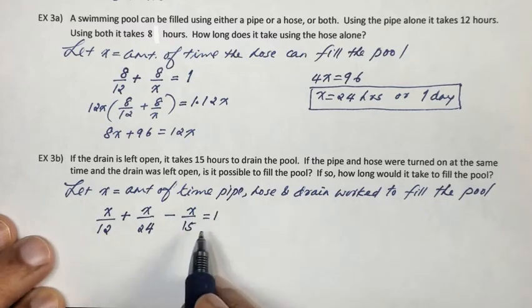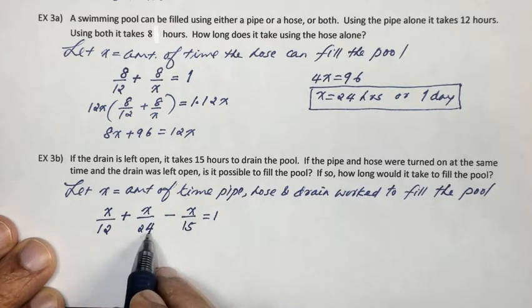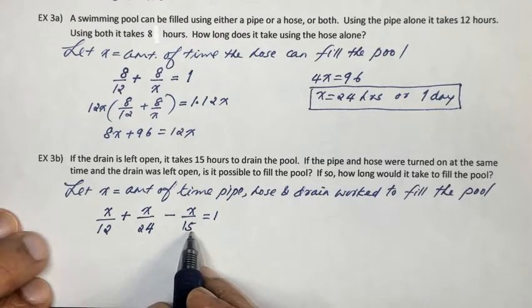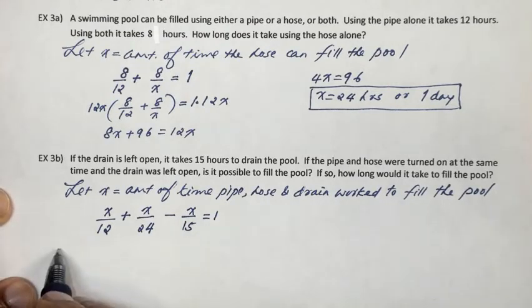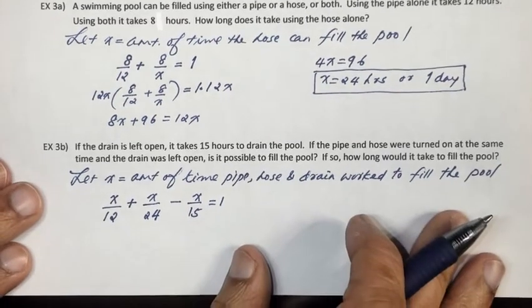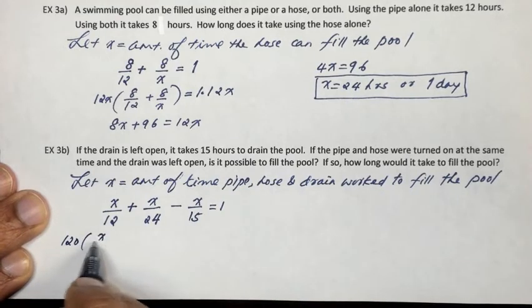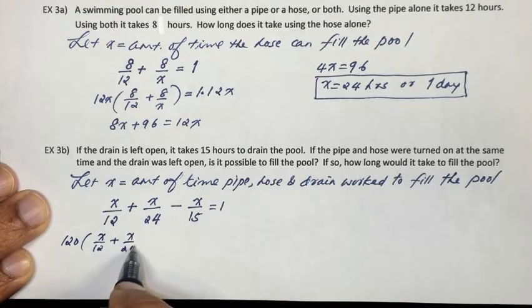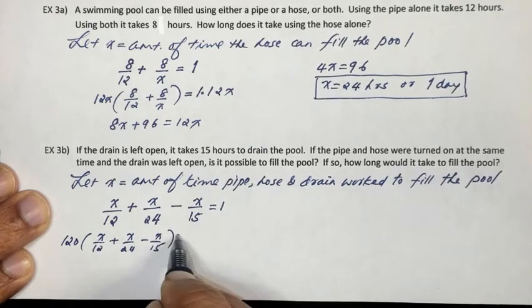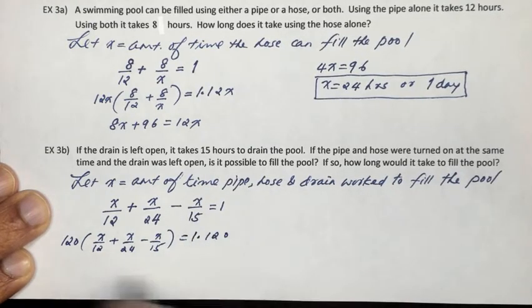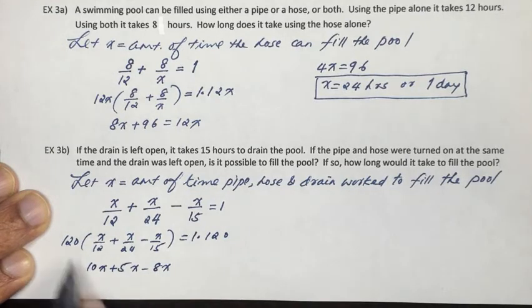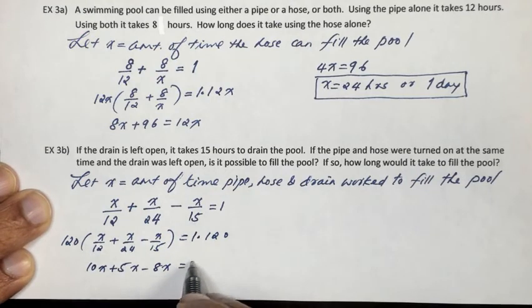So it's the same thing. We have 12, 24, and 15. The least common denominator between these three is 120. So let's multiply both sides by 120. So 120 multiplied by x over 12 plus x over 24 minus x over 15 is equal to 1 times 120. Quickly, let's do this: 10x plus 5x minus 8x. 12 goes in 120 10 times, 24 goes in 120 5 times, and 15 goes in 120 8 times. That is equal to 120.